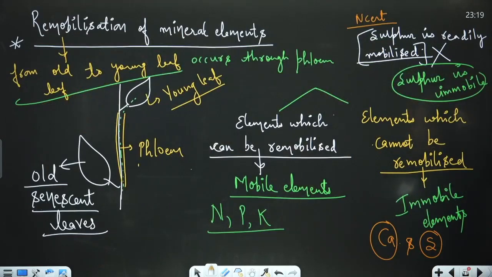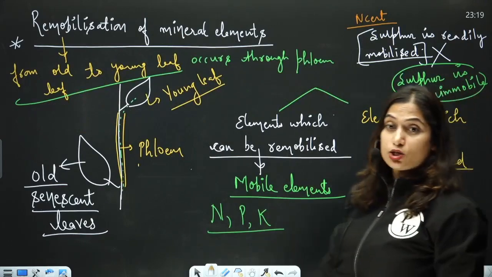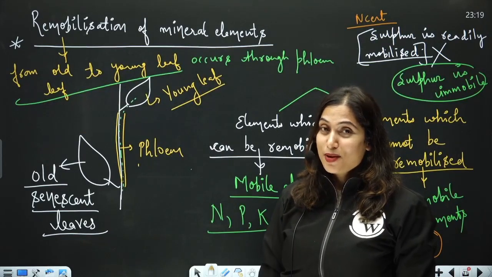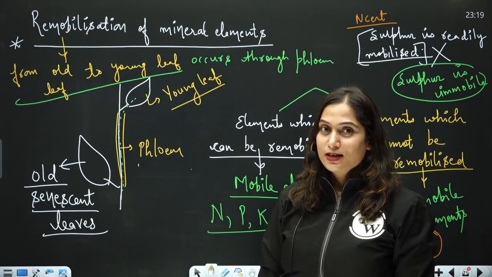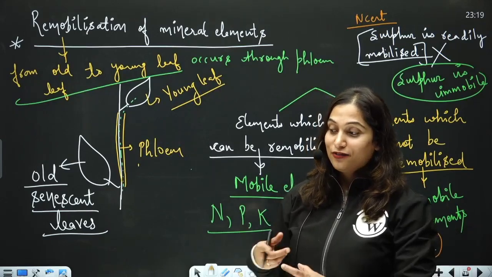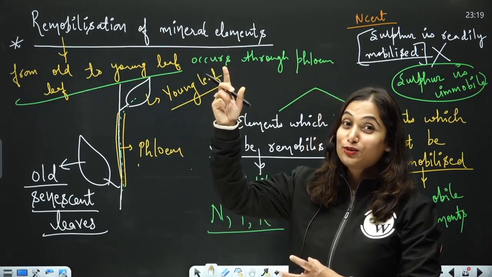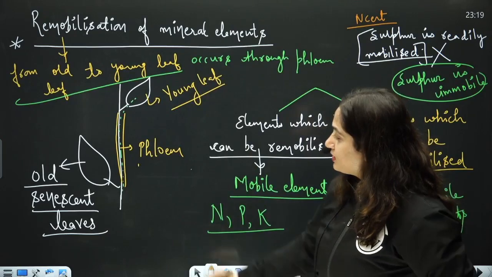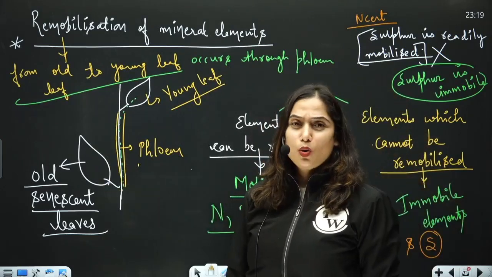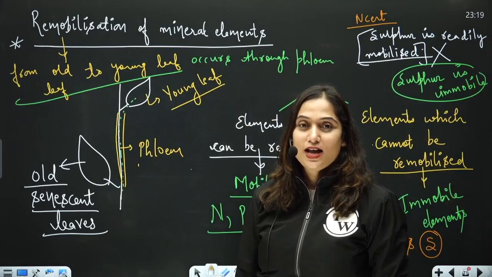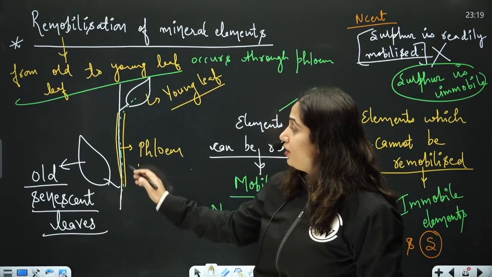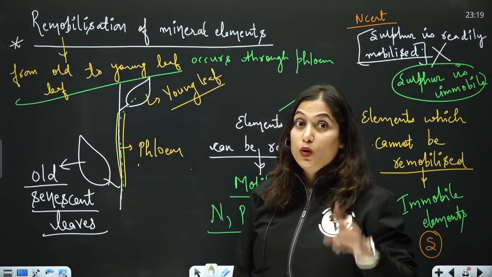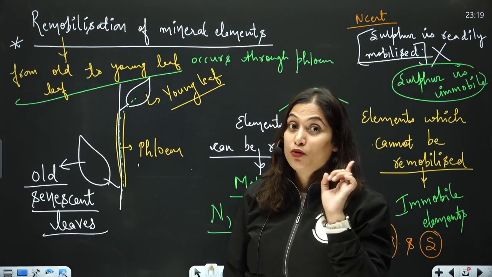Now there is another point in NCERT, remobilization of mineral elements. What is remobilization? Remember that some mineral elements move from old leaf to the young leaves. That occurs through phloem, and that is called remobilization of mineral elements. This is the old senescent leaf which is about to die. This will donate its elements to the young leaf, and these minerals from the old leaf to the young leaf will go not with the help of xylem but with the help of phloem.